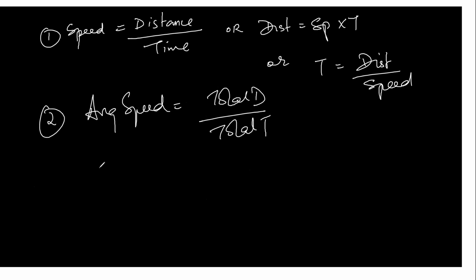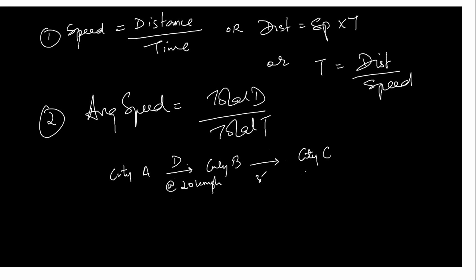Now imagine city A to city B, where the distance between A and B is D, and you're going at the rate of 20 kilometers per hour. You're cycling, biking, driving, whatever you prefer. City B to city C, you're going at the rate of 30 kilometers per hour, and the distance is D. The question is, what is the average speed? See how I derive it.